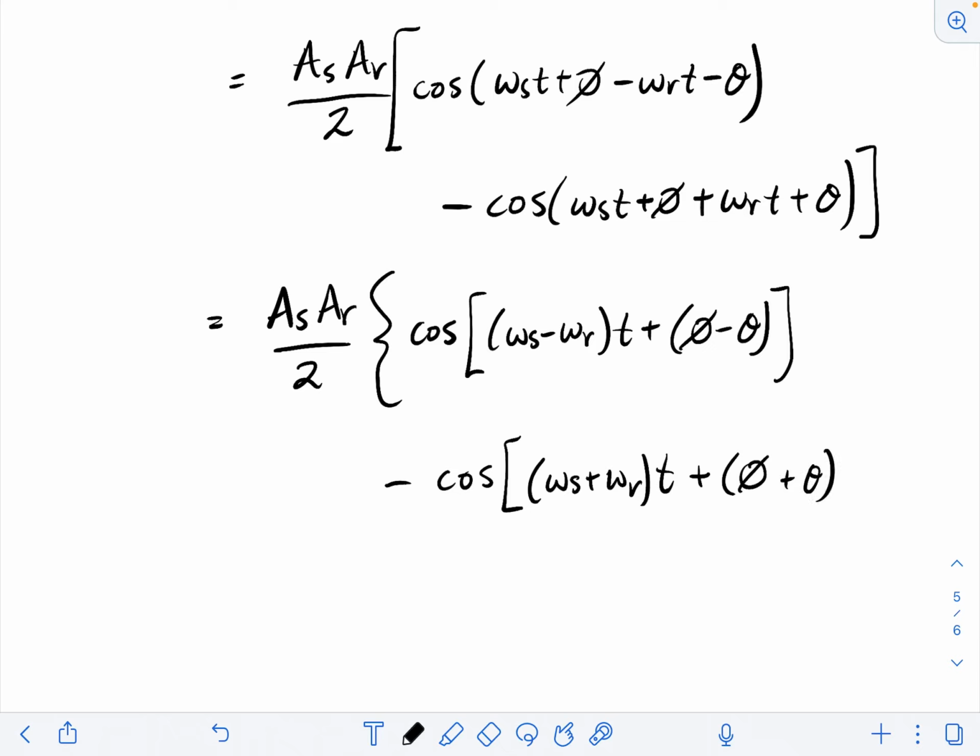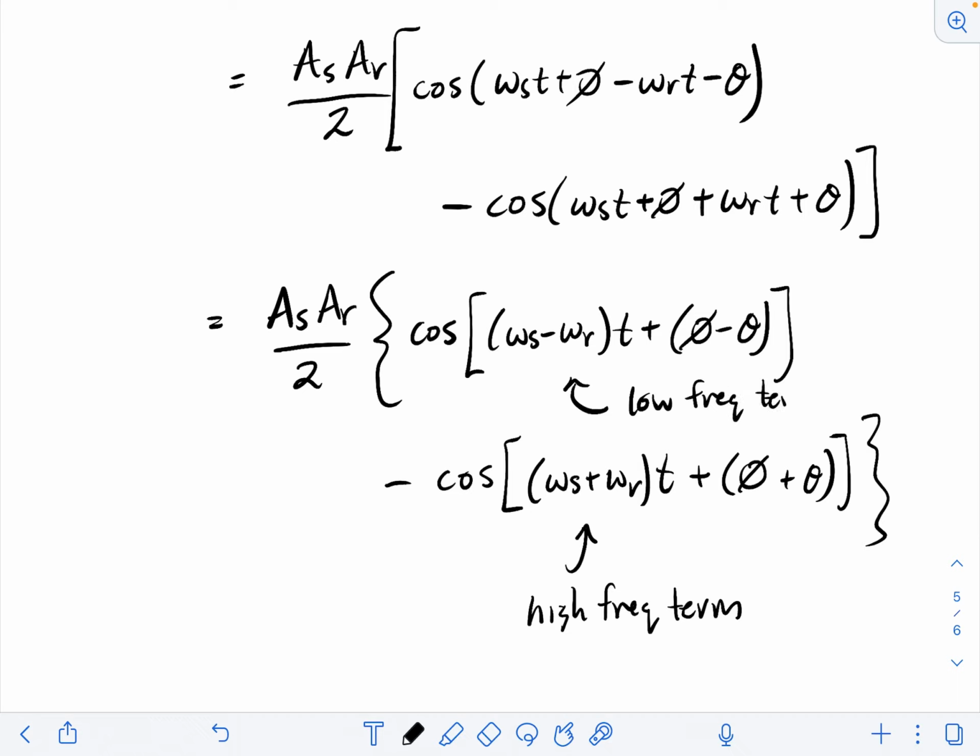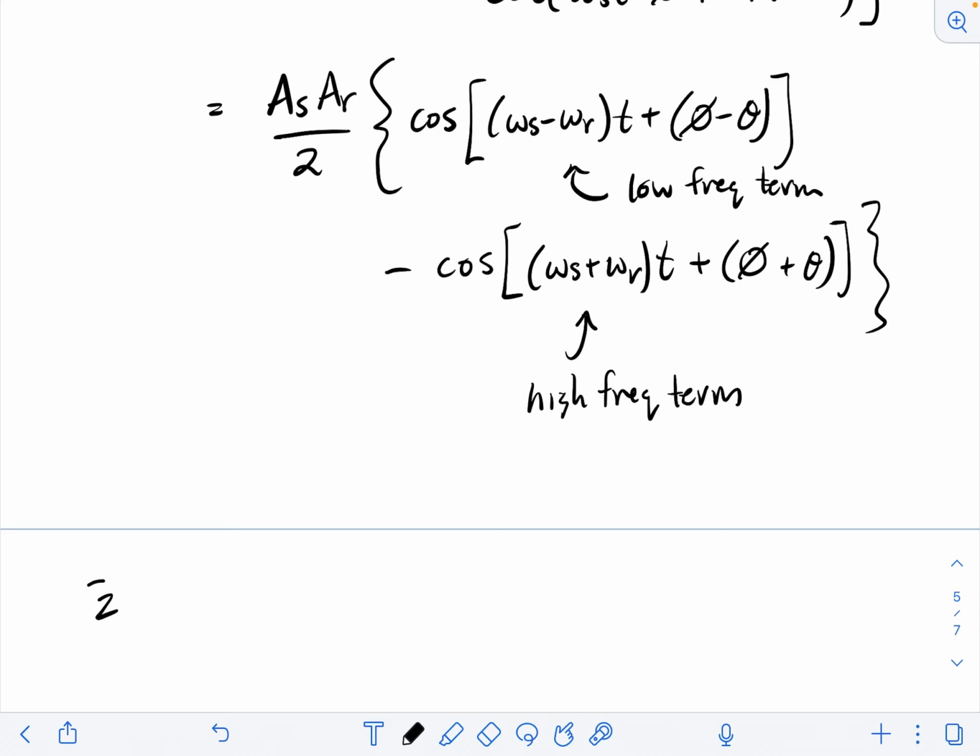Okay, so there it is. That's the product of our two inputs. Notice that there's two terms here, obviously. One term is a sum of frequencies, and so this is like a high frequency term. And then one term is like a difference in frequencies, and so this is a low frequency term. So the next step is to take this product signal and pass it through a low-pass filter. And the purpose of this low-pass filter is just to get rid of the high-frequency term.